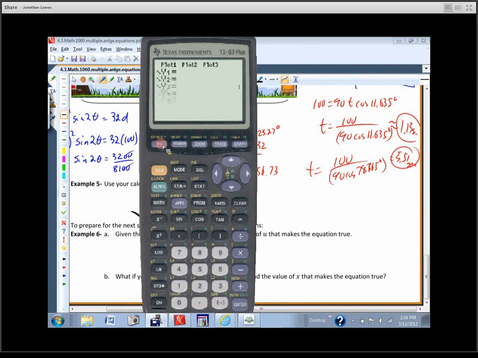So let's put these in here. I'm going to put in x squared for one graph. I'm going to put in cosine x for the other graph. And then I'm going to hit zoom. And the decimal window is a good one to start on this one, especially because we know these are fairly small. We're looking for that point and that point.